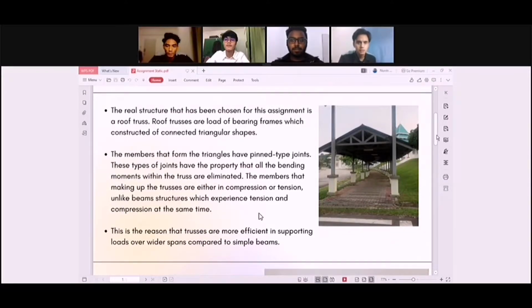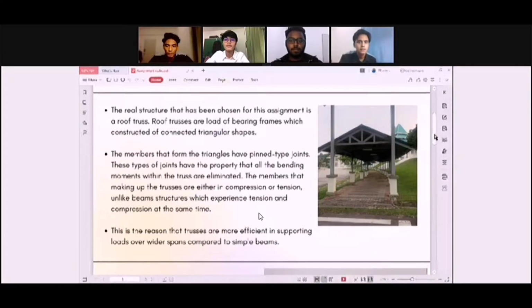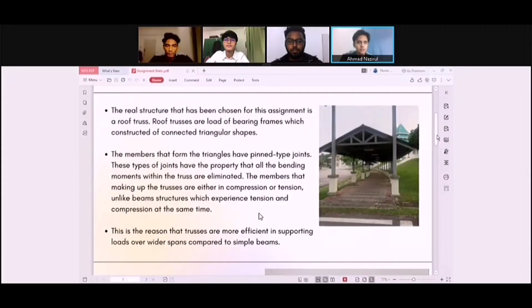Okay, first I want to introduce myself. My name is Ahmad Nazirul Mubin. So, the real structure that our group has chosen for this assignment is a roof truss.